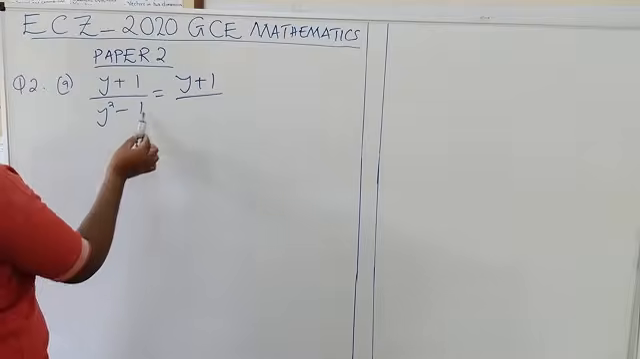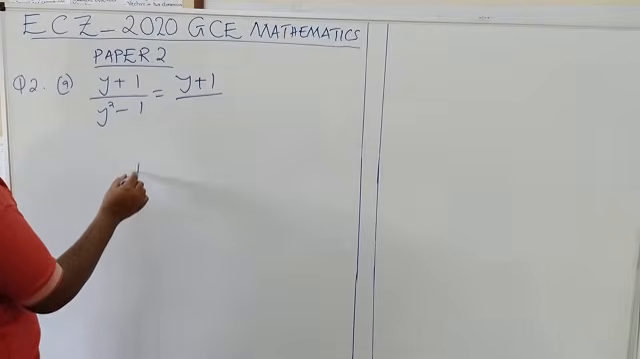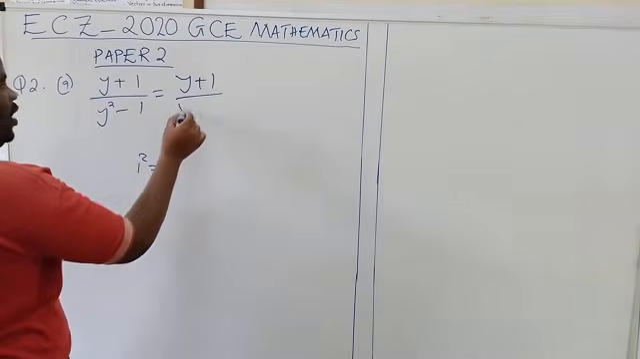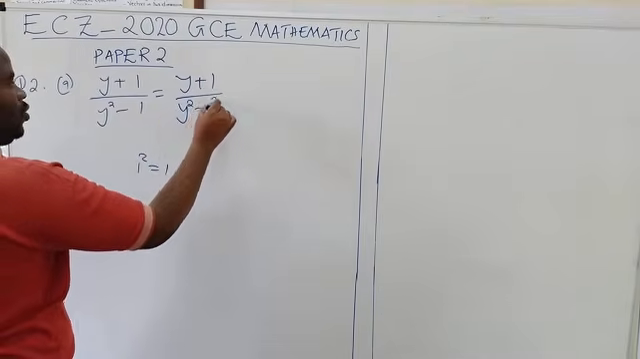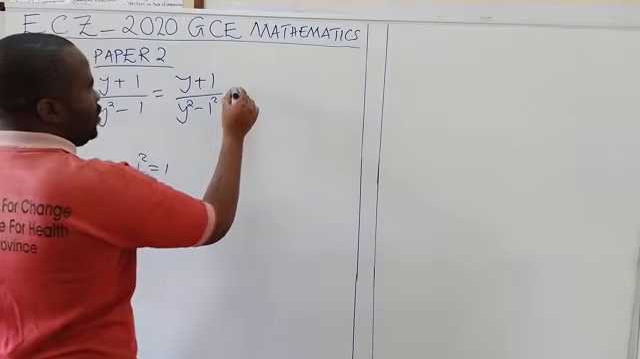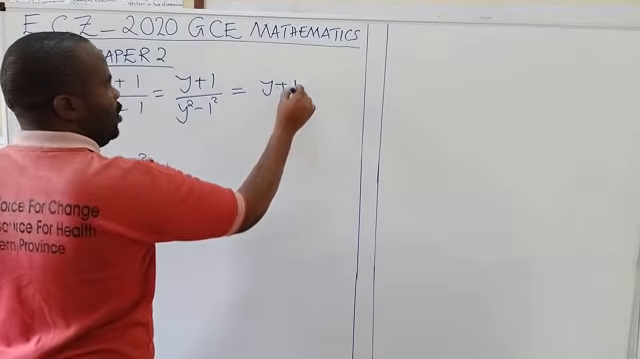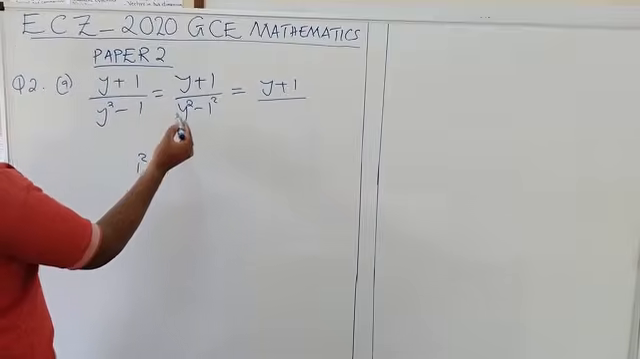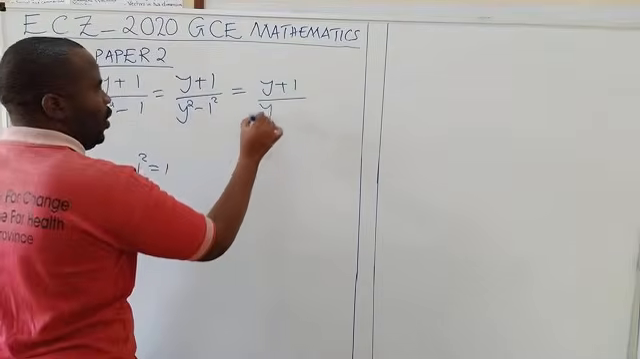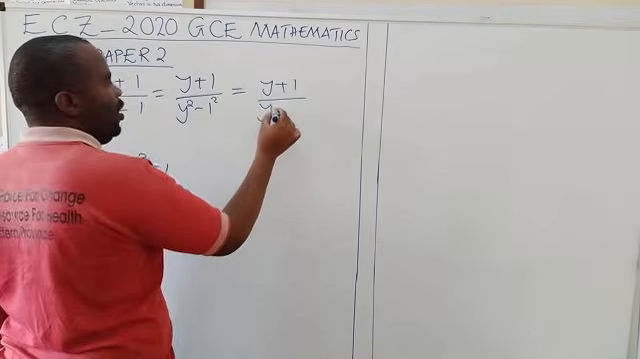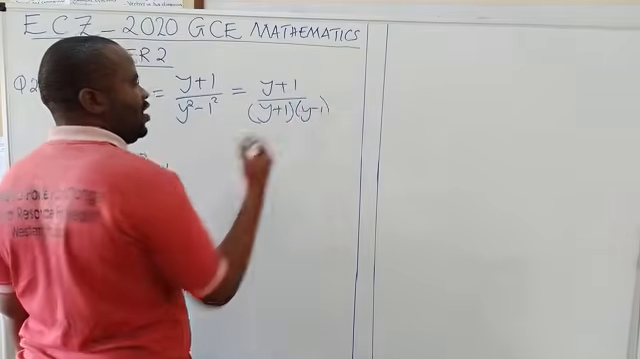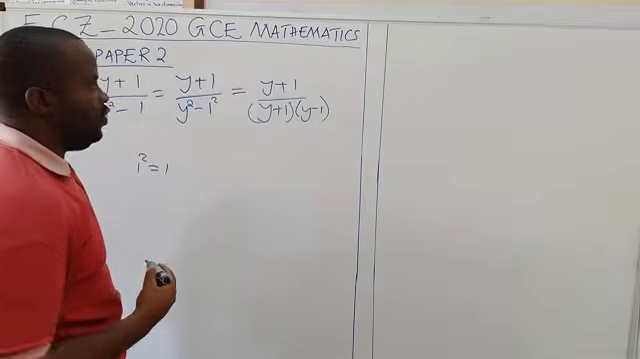Are you able to express this to a power 2? Yes. 1 to the power 2 is what? 1. So this is the same as y squared minus 1 squared. Now we are going to say this is equal to y plus 1 divided by y squared minus 1 squared, which can be written as y plus 1 and y minus 1 when factorized by the difference of two squares.